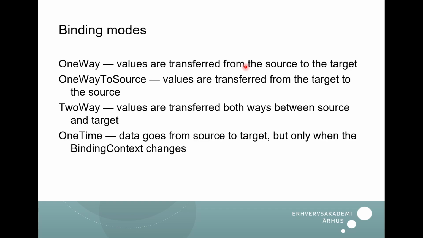So we have these four descriptions of what they are here. One-way and one-way to source, two-way, I described those. And one time is like you display the source in the target, but only when you take a new object. Each time you set binding context, this one happens, but only once.